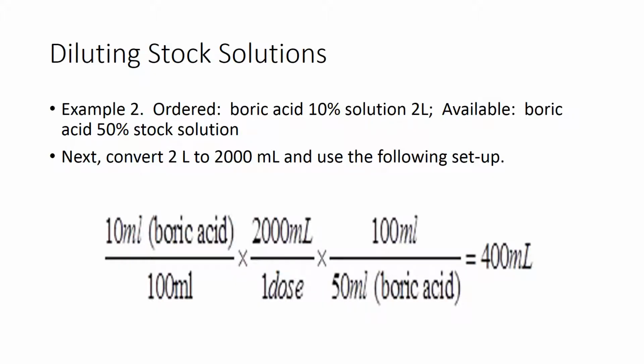So we want to convert the 2 liters to 2,000 milliliters, which gives us the following setup. So now our milliliters of boric acid would cancel out. Our 100 milliliters would cancel out. And we basically are left with 2,000 milliliters divided by 50, which is 400 mLs.